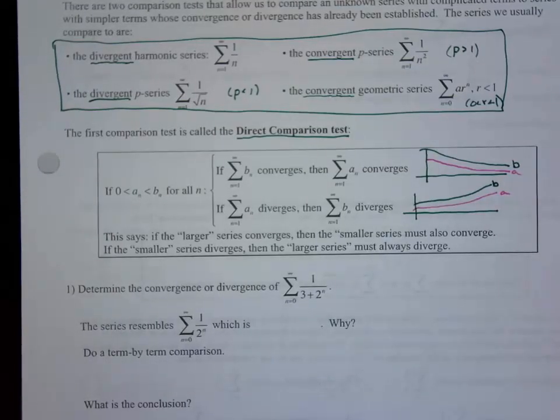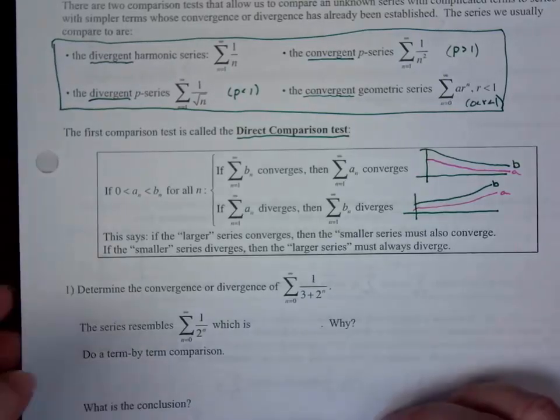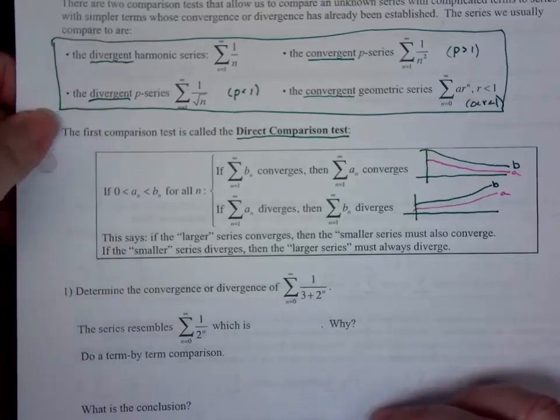So that's something that you're going to have to wrap your brain around. If the one on top converges, then the one underneath it must converge as well. And if the one on the bottom diverges, the one above it has to diverge as well. So that's what we're going to be doing, comparing it to another series. So let's walk through a couple of these and see how they work.